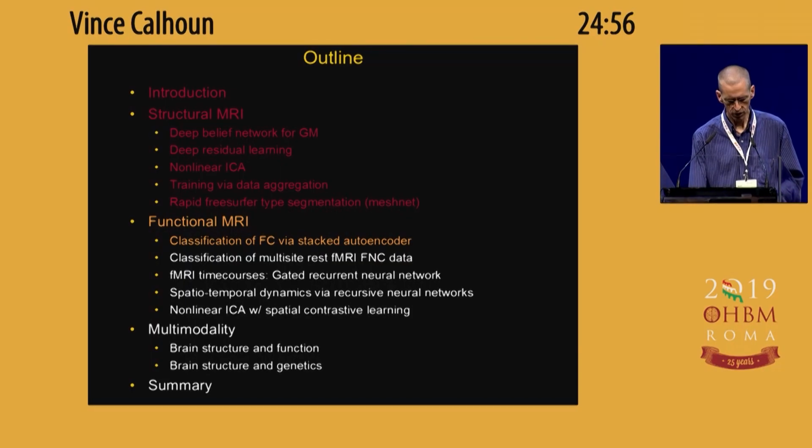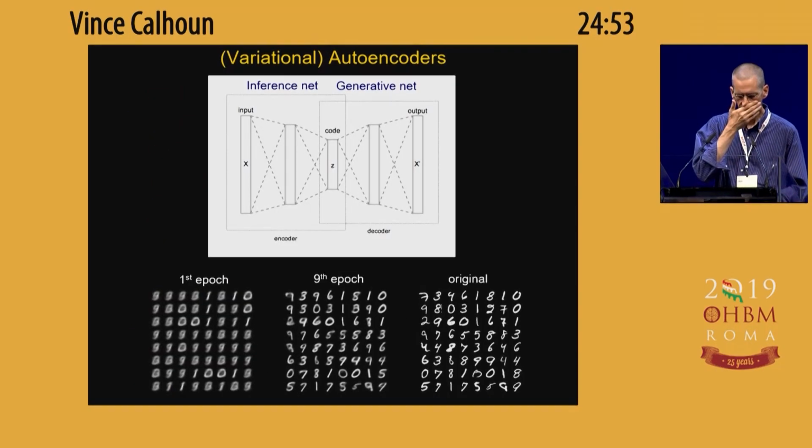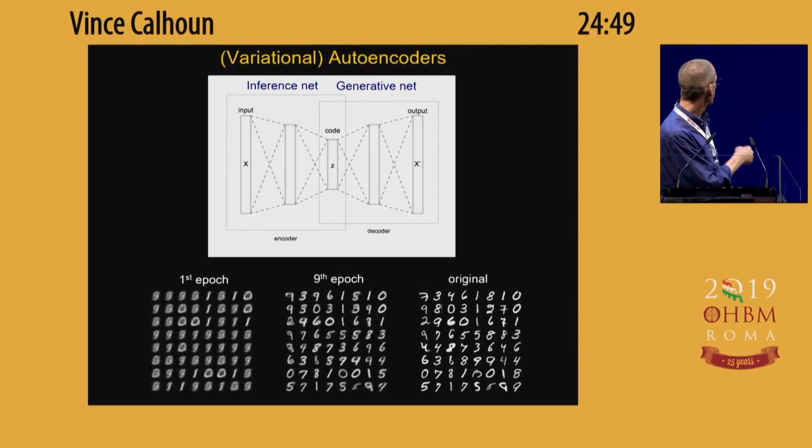Let's pivot to functional MRI. Here again is an example of an autoencoder where we're trying to train, say, we're trying to learn numbers. If we iterate the training, you can see that you start with blurry numbers that don't look very close to the original, but by about the 9th epoch, we're getting pretty close.